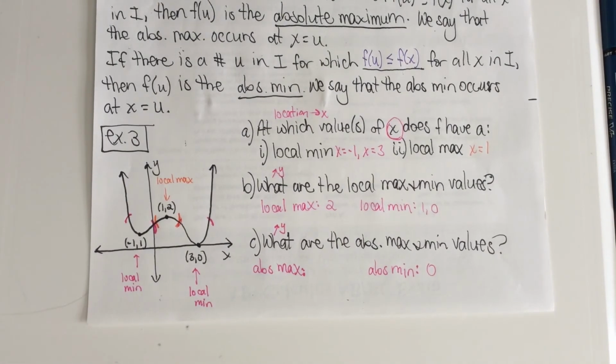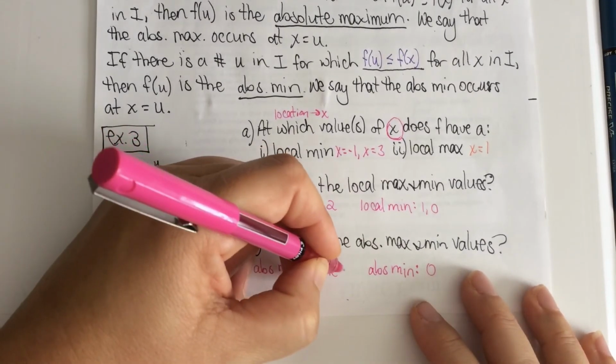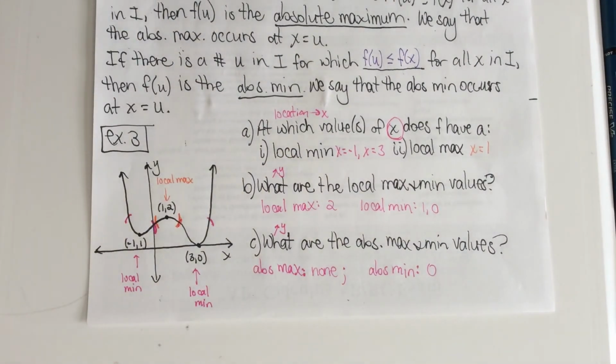Now here's a trick question. It's not really a trick question. Is there a point that is the highest point on the graph? Good. No. There is no absolute max. Okay. So that's it. We're done. Oh my gosh.